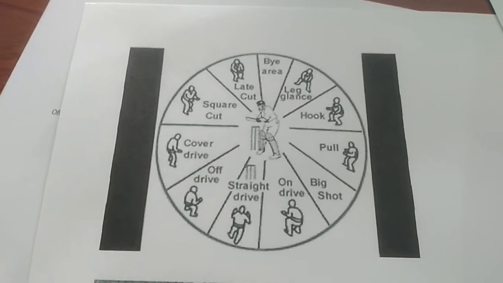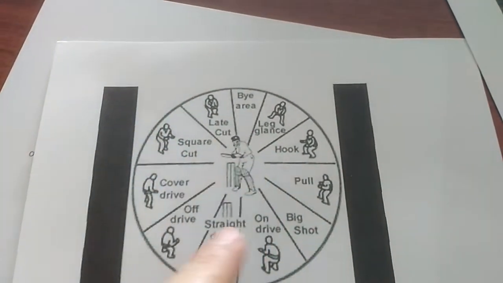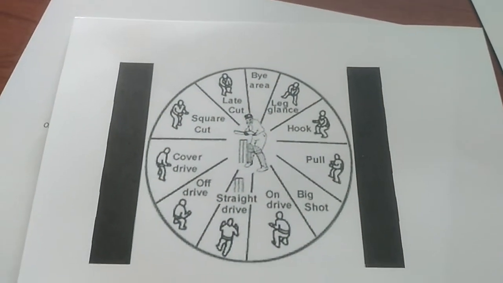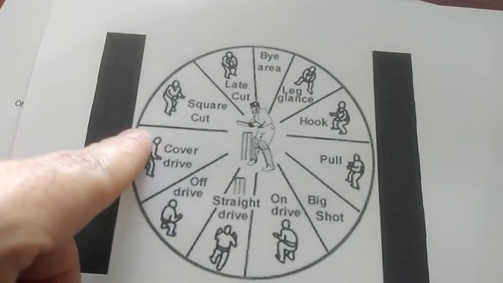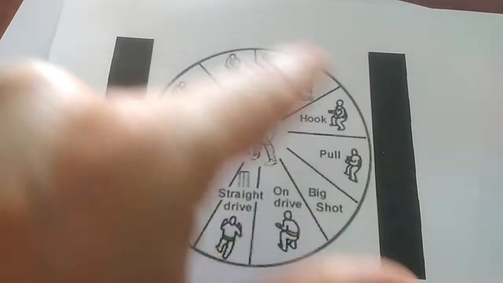Now, the goal for the batsman is obviously to score runs off all these shots. Now, if the batsman is able to hit the ball, it gets by the fielder and goes all the way to the boundary, that's 4 runs.